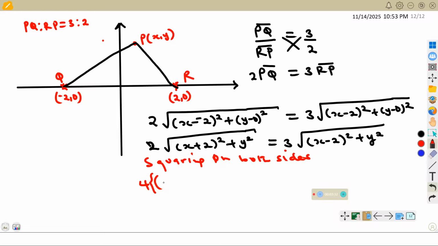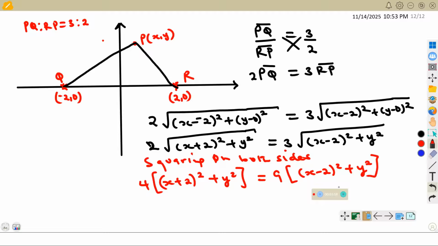So this will be 4 times (x plus 2) squared plus y squared. This will be equal to 3 squared, that will be the same as 9 into (x minus 2) squared plus y squared. Please, when you square on both sides, don't forget to square these terms as well.